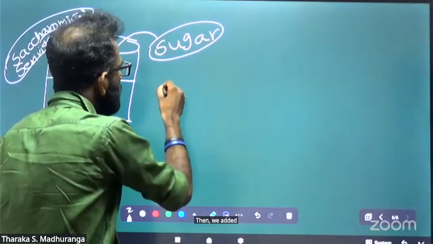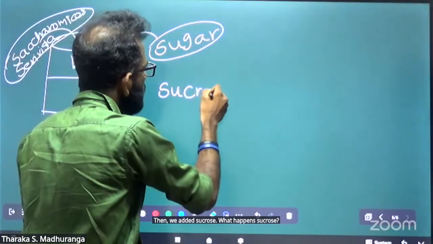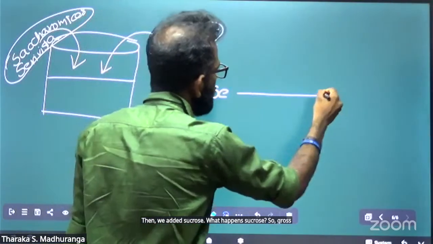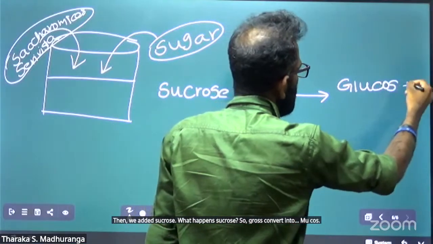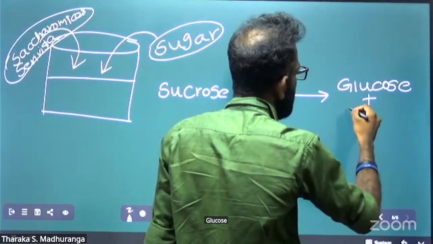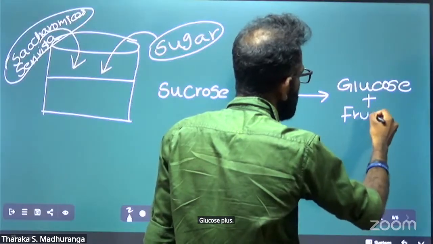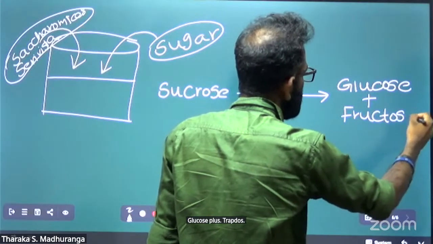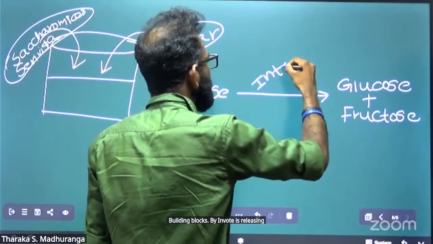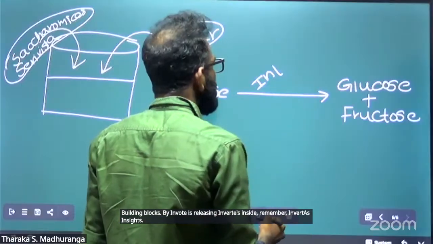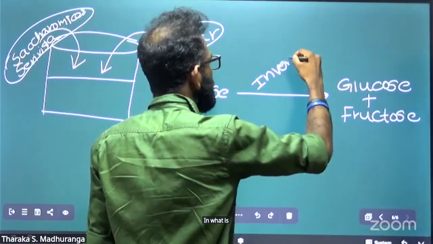What happened? Sucrose is converted into glucose plus fructose, the building blocks, by invertase, by releasing the invertase enzyme. Remember, invertase enzyme. I already explained.